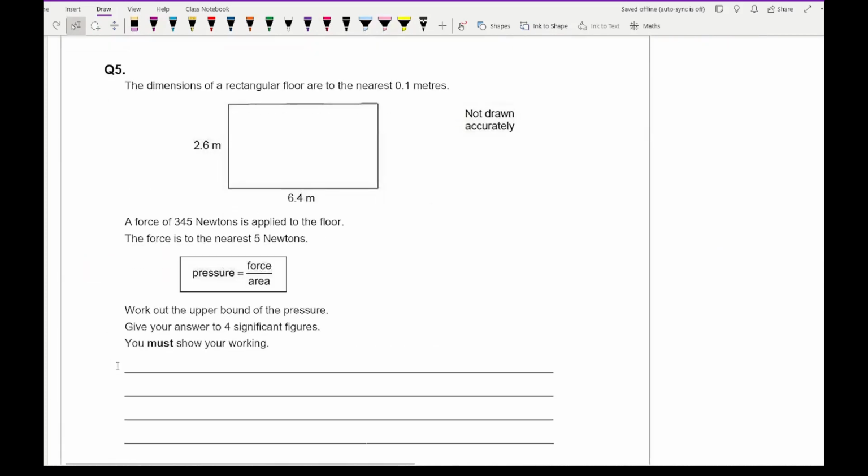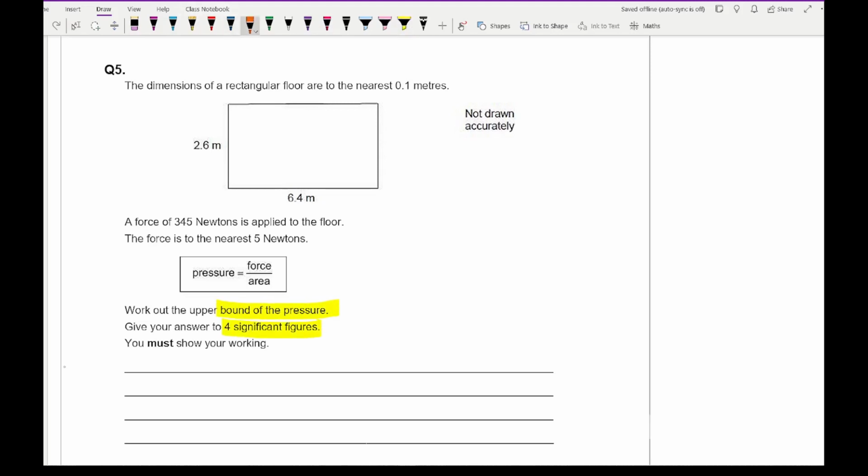Then moving on to our last question, it says the dimensions of a rectangular floor are given to the nearest 0.1 meters. A force of 345 newtons is applied to the floor. The force is to the nearest 5 newtons, and it gives us the formula for pressure, which is force over area. The question is asking us to work out the upper bound of the pressure, and we need to give our answer to 4 sig fig.